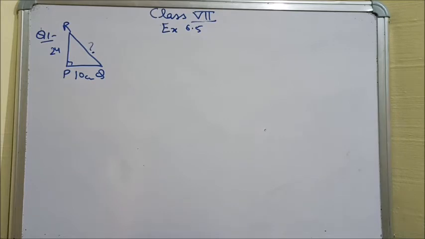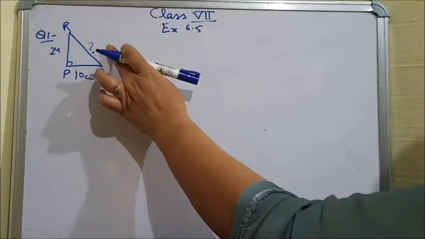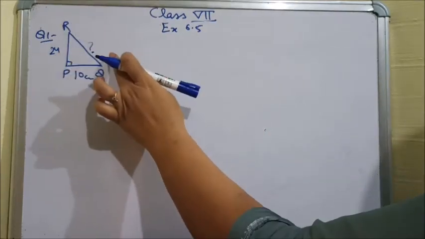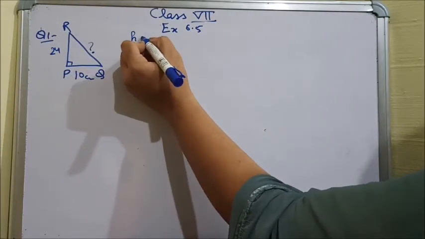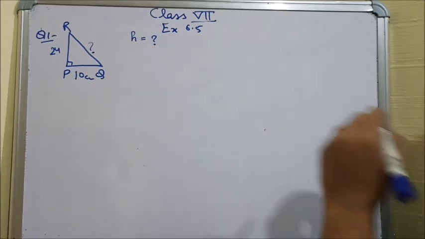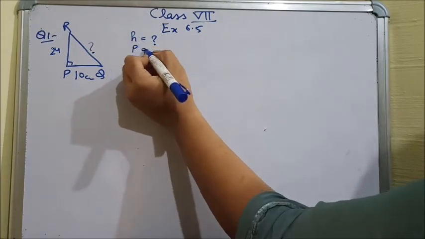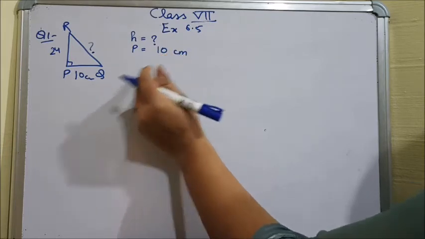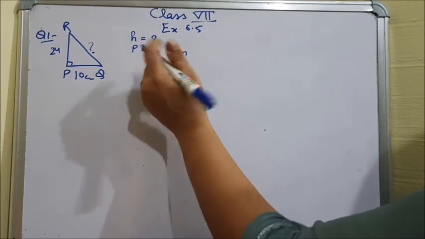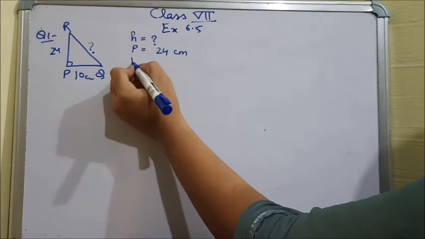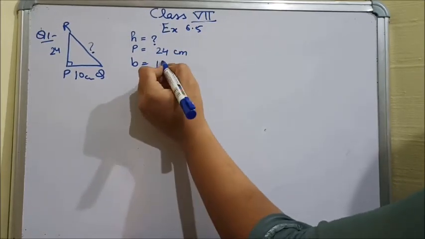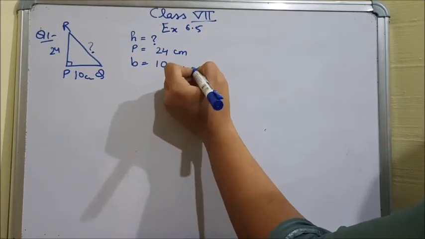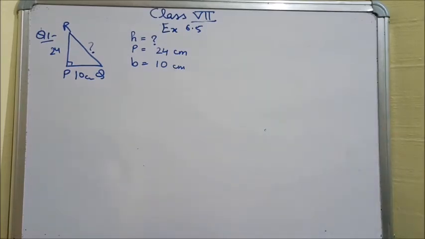So first of all, you have to mention what is hypotenuse, what is base and what is perpendicular here. The side opposite to the 90 degree is the hypotenuse. So H, hypotenuse, we have to find out here. Perpendicular is given as 24 centimeter. And base is given as 10 centimeter. These are legs. These are also called legs.